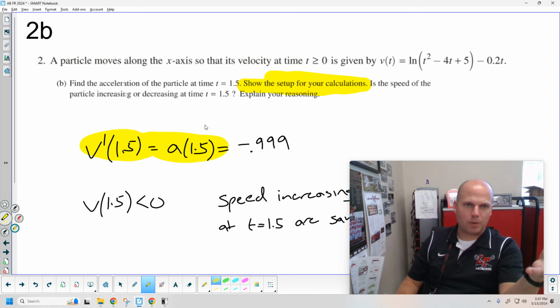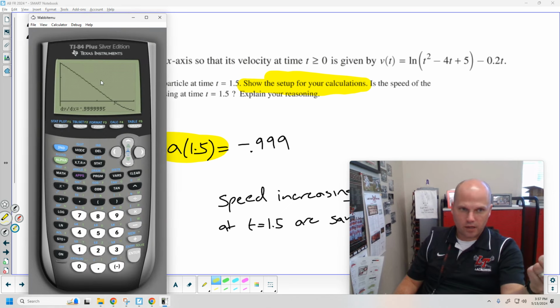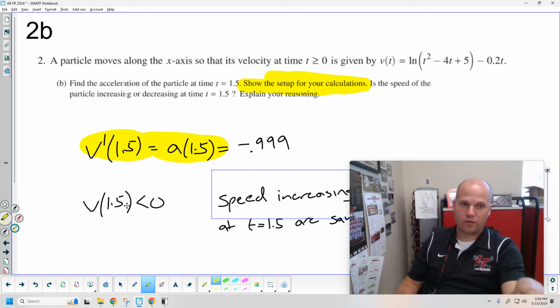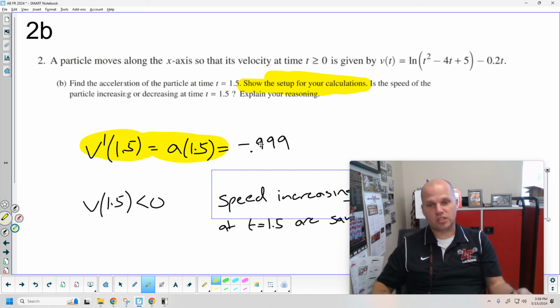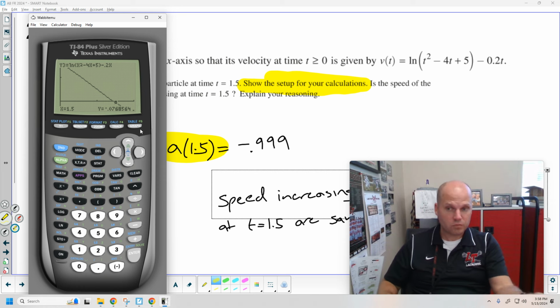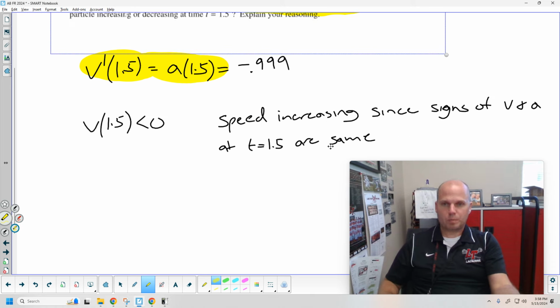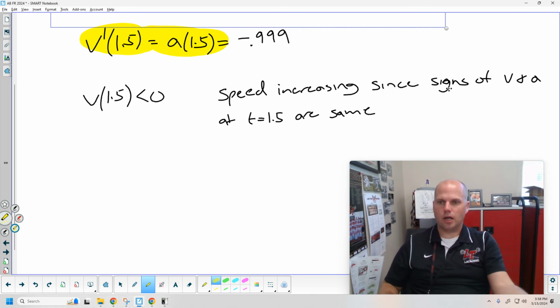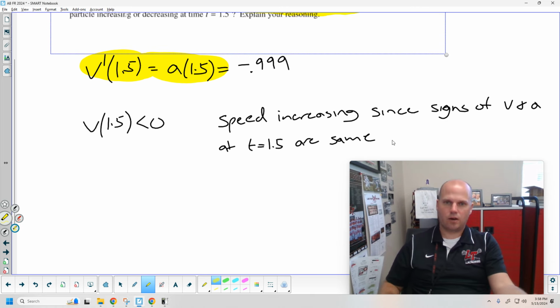But second part of the question is, is our speed increasing or decreasing? We are in our graph of our velocity. We see our velocity values are negative. You could have written this value down. All I said is the velocity at 1.5 is negative. My velocity is negative. My acceleration is negative. You can see your velocity values are getting further away from 0. Therefore, speed is increasing. The easiest justification is signs of v and a are the same.